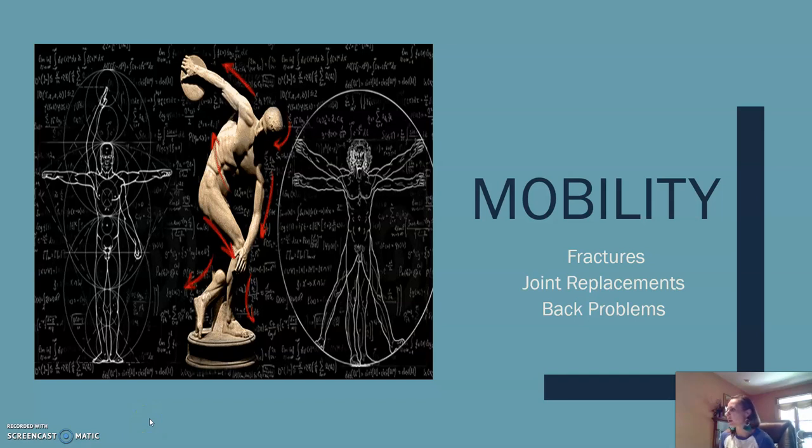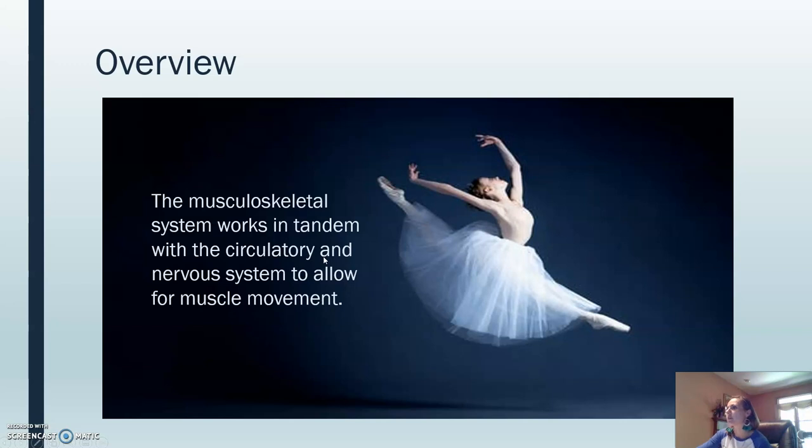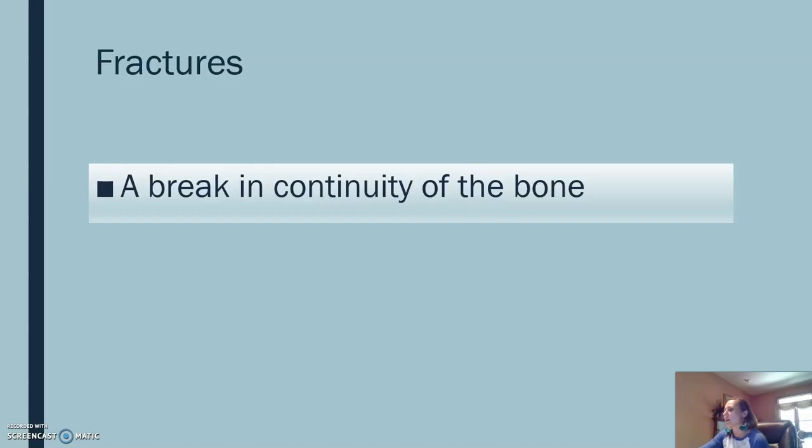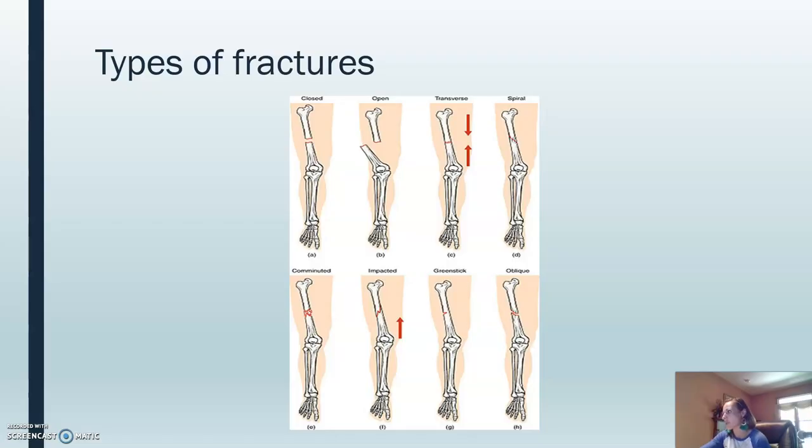Okay, we're going to go over the concept of mobility and how it relates to fractures, joint replacements, and back problems. Just as a reminder, the concept of mobility just means how the musculoskeletal system works in conjunction with your circulatory system and your nervous system to allow you to move. A fracture is going to disturb this because it's a break in the continuity of the bone, so that appendage, wherever it is, cannot move in the way that it should.